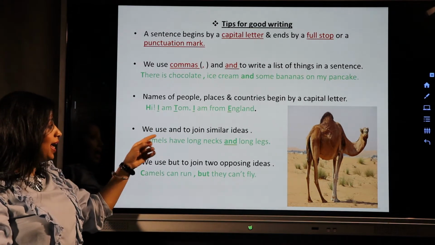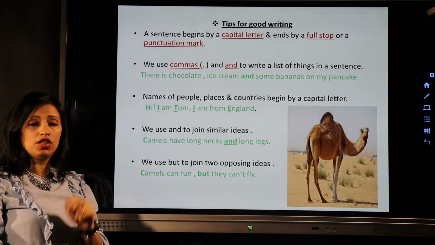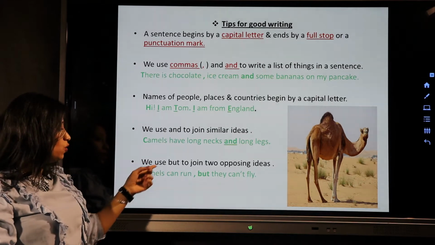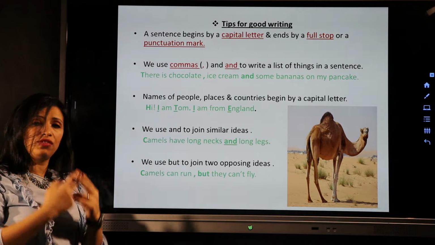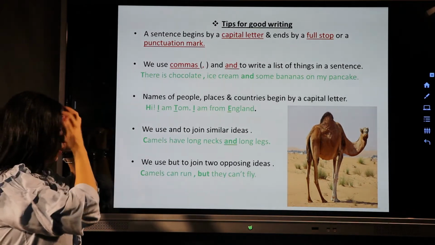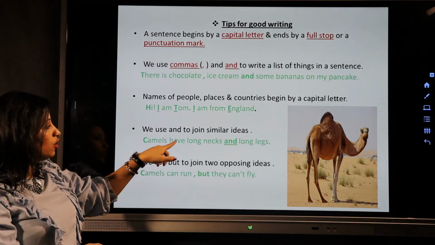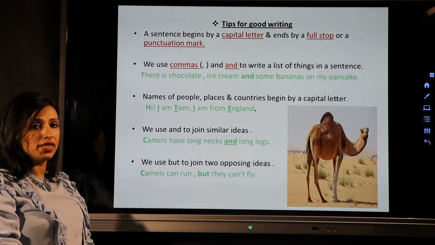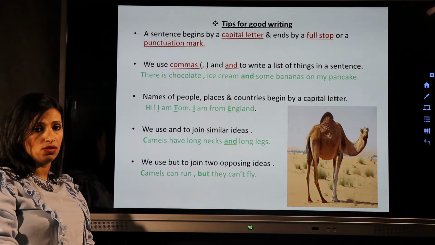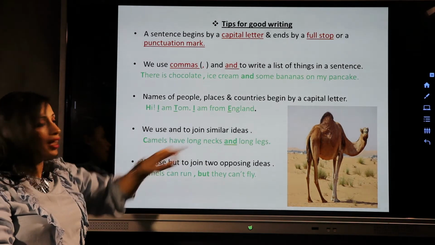We use and to join similar ideas. And we use but to say two different ideas. For example, camels have long necks and long legs. Here I'm saying two similar ideas. So here I used and.